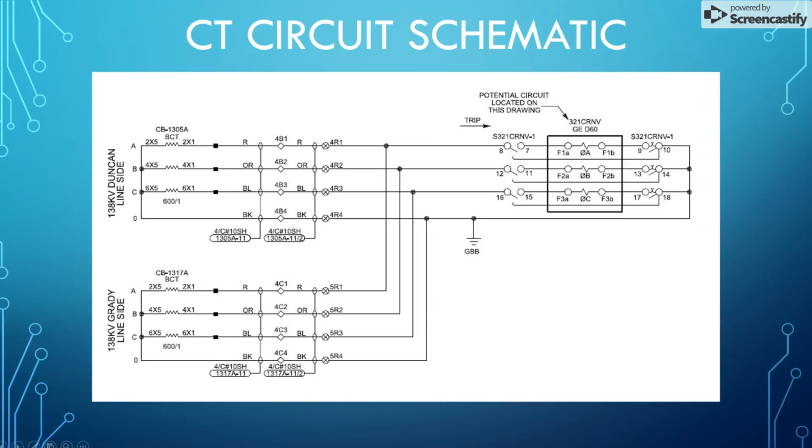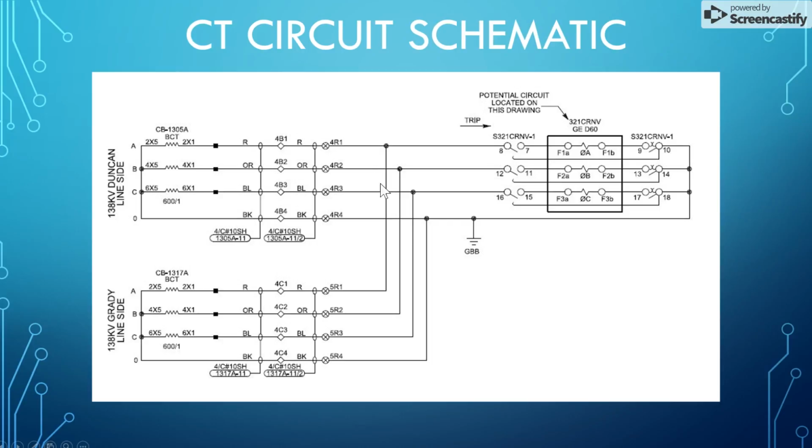You can look at this, and this is a common schematic you'll see. Here we have a set of CTs right here and another set of CTs here. One says from breaker 1305, another from 1317. You'll see that they join together and that they go to, here, this GE D60, which is our load.